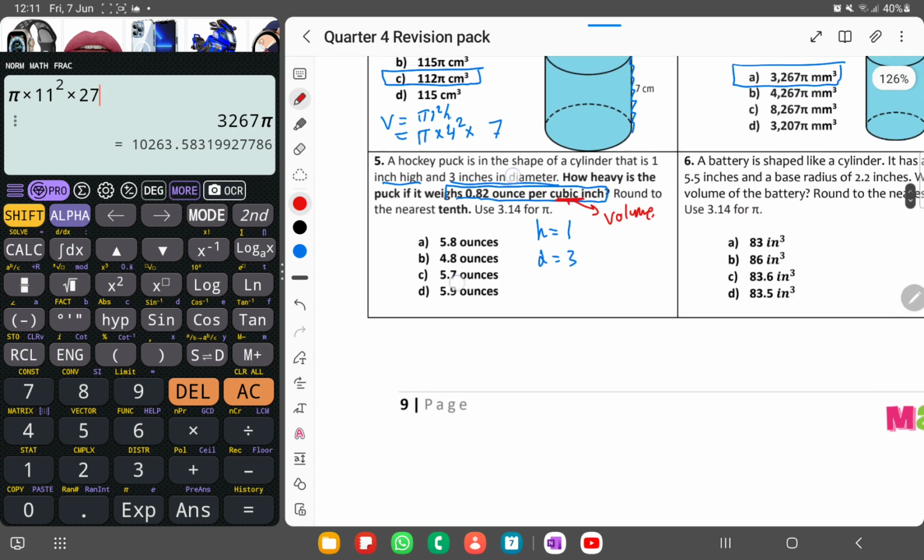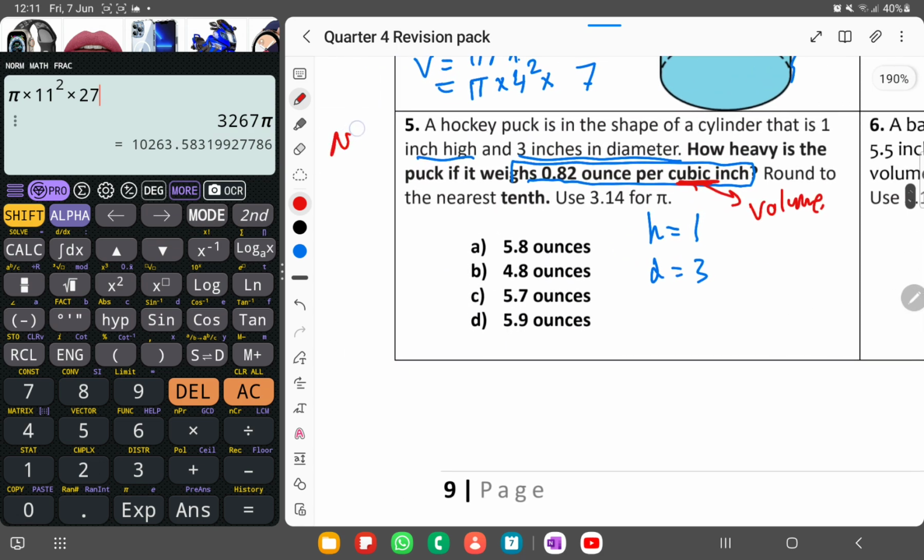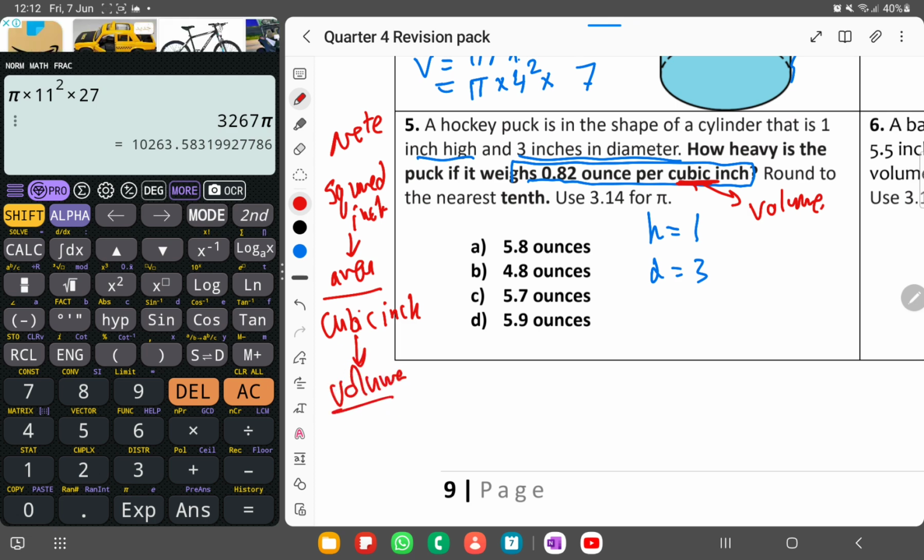I'd like to tell you to write a note with me. Note, whenever he says squared inch, this is for the area. Whenever he says cubic inch or cubic centimeter, this is for the volume. Very good. So now I need to get the volume because he said cubic.